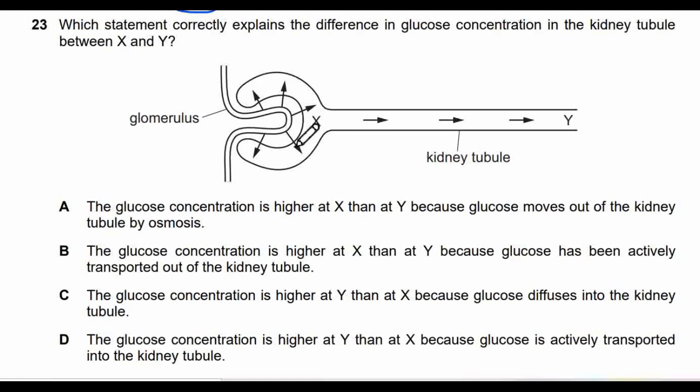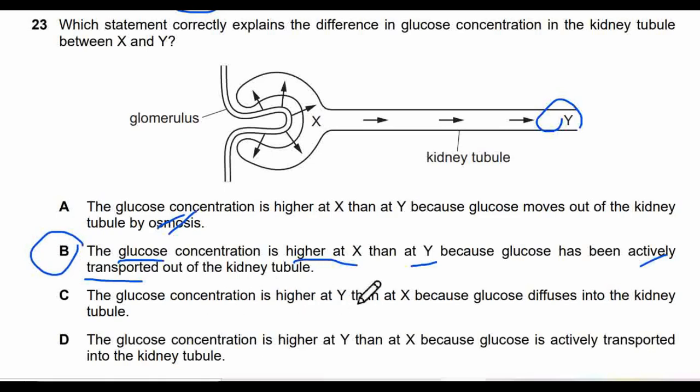So at X, the glucose from the glomerulus has been squeezed into the Bowman capsule. The concentration of sugar is higher at X, and then after that there is reabsorption of sugar, so in Y it will be lower because the glucose has been actively reabsorbed out of the kidney tubule. This is not by osmosis but by active transport. So B is correct.